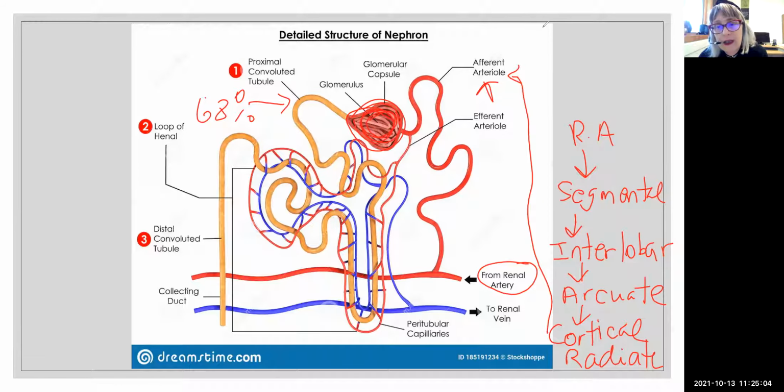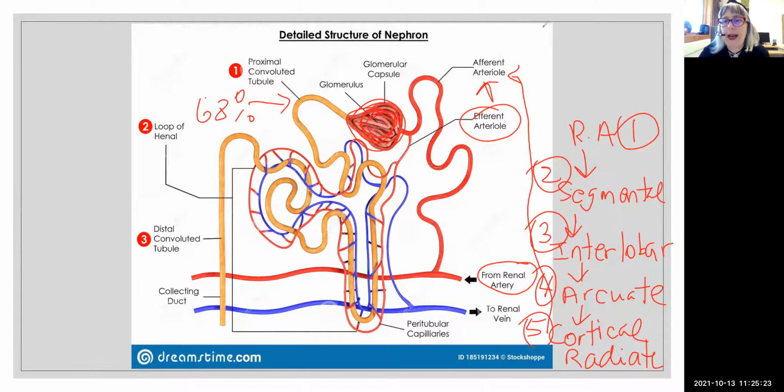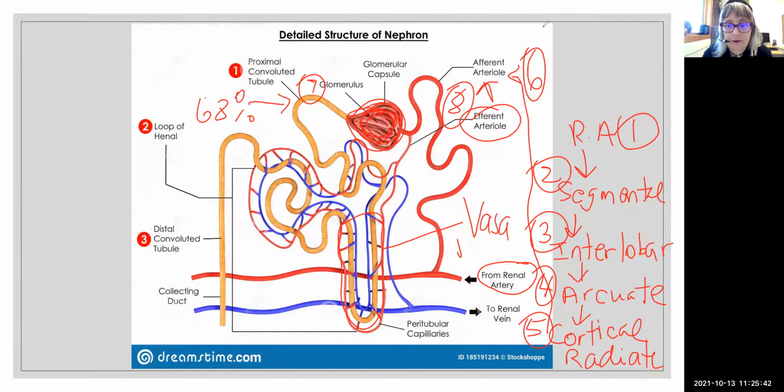We have this filtered blood now in the glomerulus. Where does it leave? It leaves via the efferent arteriole. So after the afferent, you've got 1, renal; 2, segmental; 3, interlobar; 4, arcuate; 5, corticoradiate; 6, afferent arteriole; 7, glomerulus capillary; 8, efferent arteriole; 9, as you can see here, but unlabeled, you see these vessels? That's called the vasa recta. So that's 9.